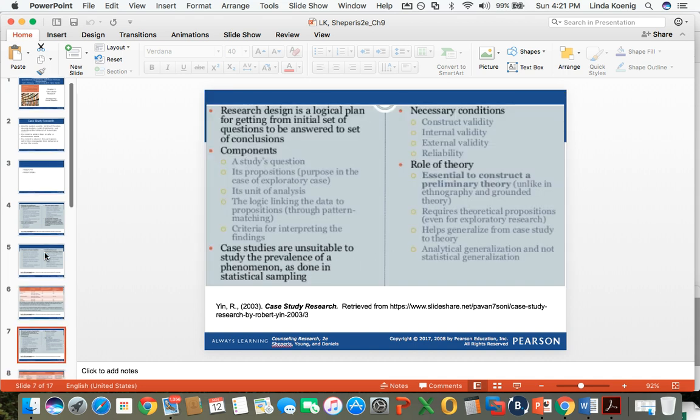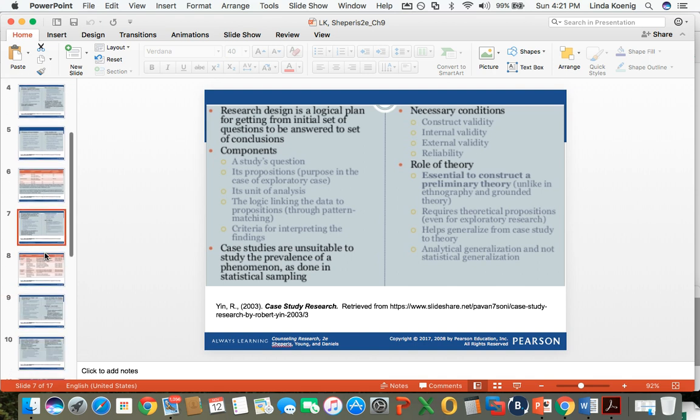Okay, the important thing in this slide really is that case studies are not suited whenever we have a need to know the prevalence of a phenomenon. If we were looking for prevalence or frequency, something like that, we would want to use statistical sampling. But if we want to use a case study design, we want to have some type of theory that we're working from. And then once we have the theory, we can develop our research plan.